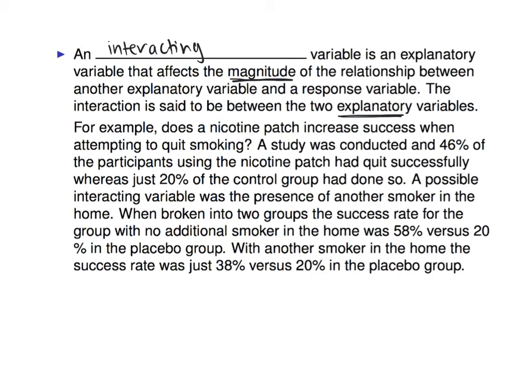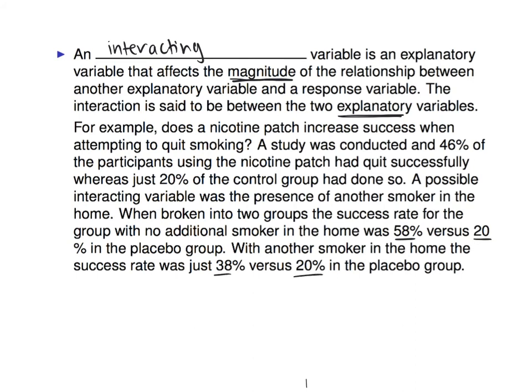So there was a study done, and 46% of the participants using the nicotine patch had quit successfully, and just 20% of the control group had done so. So it looked like a pretty good difference. Now, a possible interacting variable was the presence of another smoker in the home. And when broken into two groups, the success rate for the group with no additional smoker was 58% versus that 20 in the placebo. With another smoker in the home, it was just 38 versus 20.